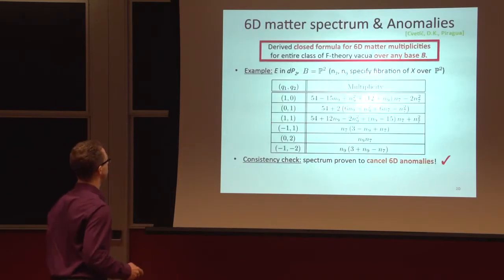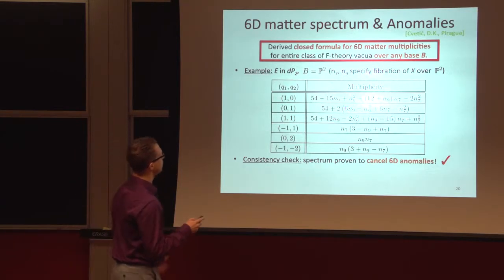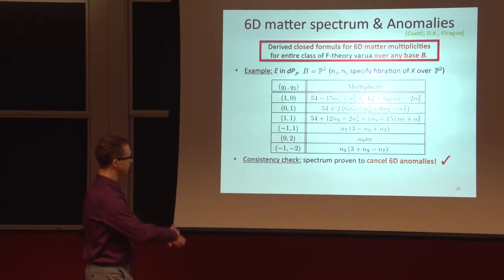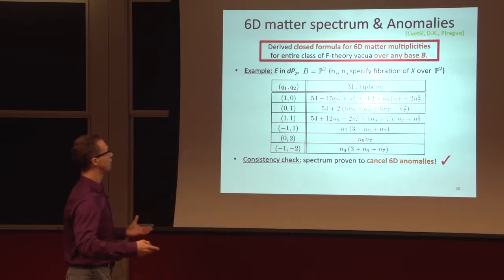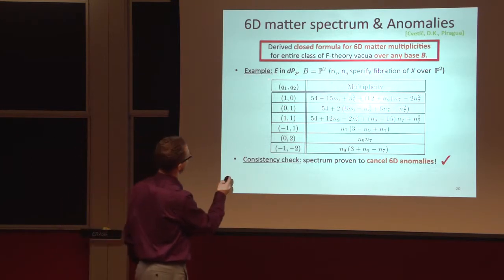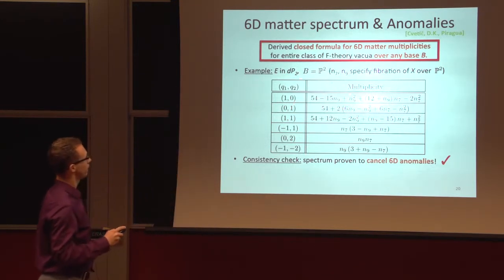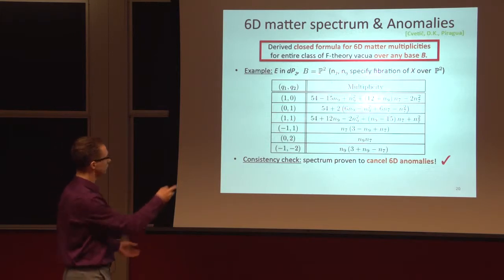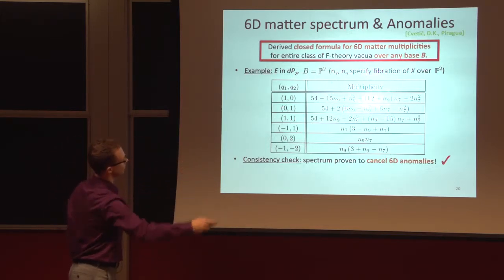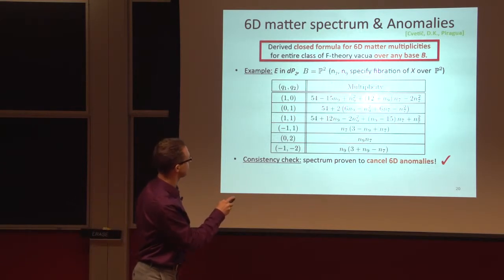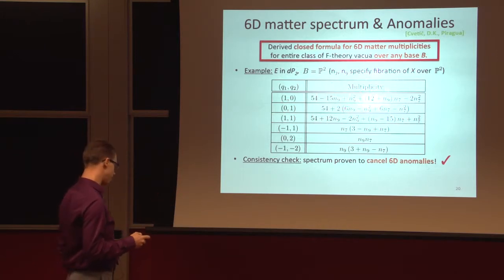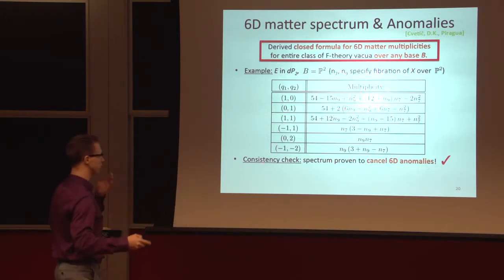So indeed, you can use these techniques now to derive closed formulae for the 6D meta multiplicities, and you can do this for entire classes of F-theory vacua over any base B. So here's just an example. Again, the curve in dP2. I've chosen a specific base, B equals P2. These are the charges, and these are the corresponding meta multiplicities. And you can see that this explicitly depends on these parameters N7 and N9 that specify the elliptic fibration, and you have these nice closed formulas.